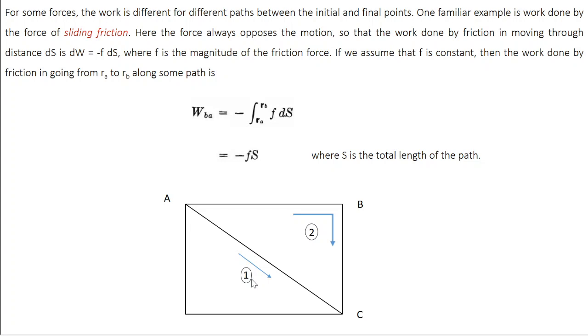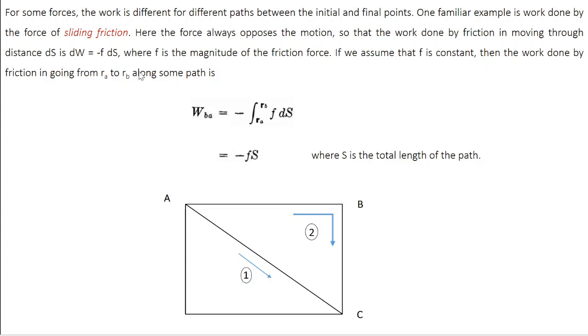This is because the work integral in the case of frictional force is a path dependent function. It doesn't depend on the endpoints, it depends entirely on the specific path which is followed. Now, if the work done by friction in moving through a distance ds is dW, then you can write dW equal to minus f ds, where f is the magnitude of the friction force. The negative sign indicates that the force always acts against the motion.